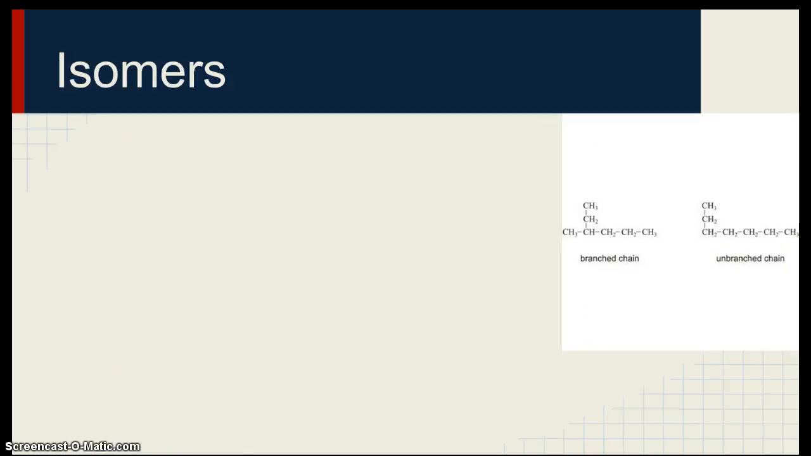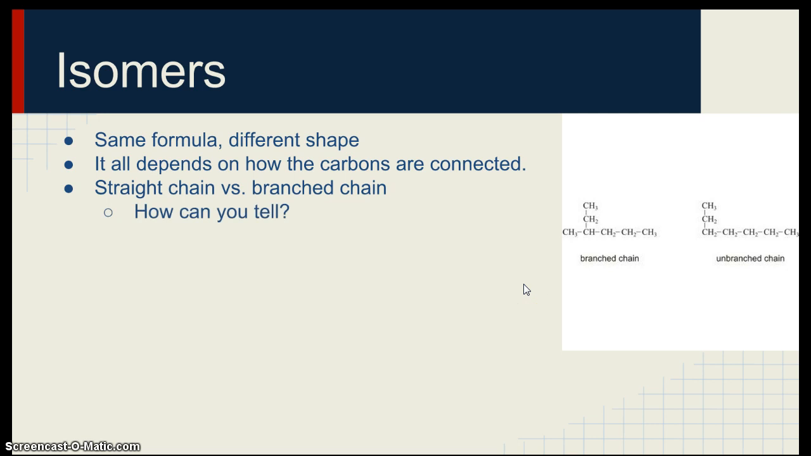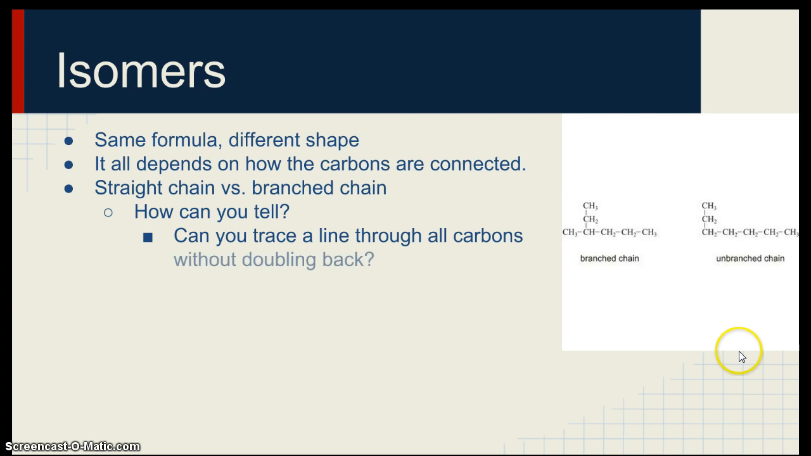Okay, but it doesn't stop there. It gets a little bit more tricky because as these chains start getting longer and longer, we can have something that has the same formula but a different shape. Now these shapes look fairly similar, but if you take a look, this one has a branch off to this side. It all depends on how the carbons are connected, whether it's a straight chain versus a branch chain. The easiest way to tell is if you can trace a line through all the carbons without doubling back. So in this one, we can go 1, 2, 3, 4, 5, 6, 7 through them all without doubling back, but this one, 1, 2, 3, 4, 5, 6, and then we would have to go back for the 7th.